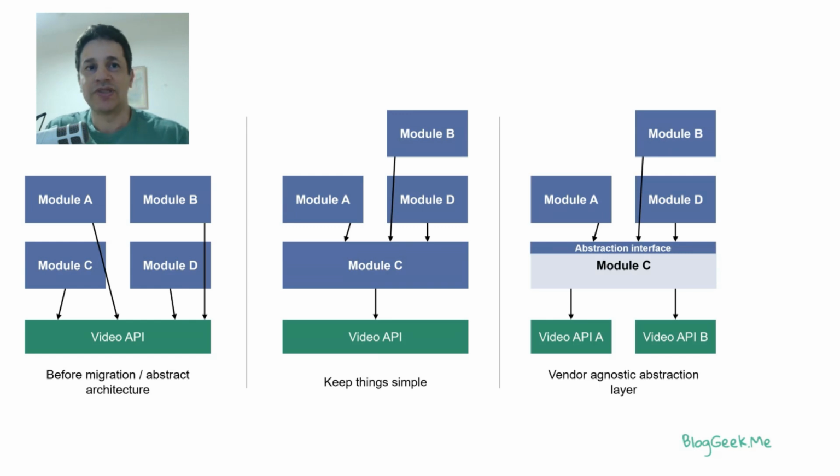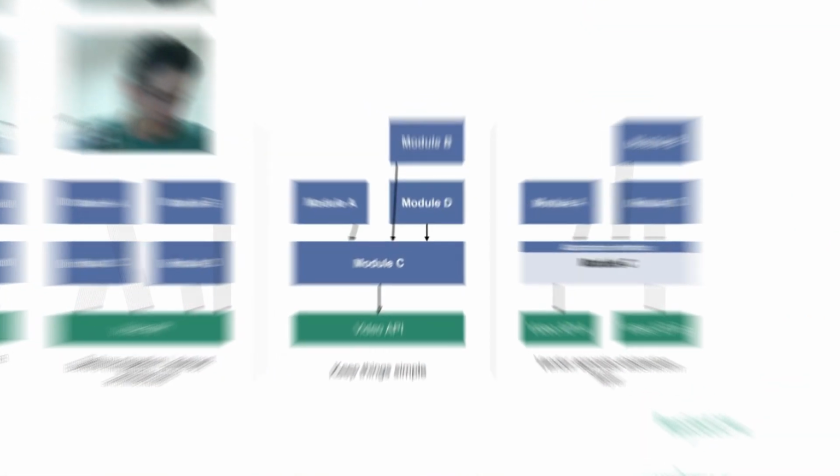Okay, so we started with no abstraction at all. We moved towards keeping things simple, which is where I think you should start, and then going to an abstraction layer, which I would refrain from doing unless I must, because it's too much effort from my point of view.